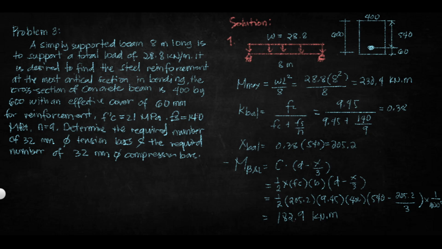Okay, so first step natin, like we discussed on the previous examples, we need to compare or to determine first if our beam will be designed as a singly reinforced beam or a doubly reinforced beam. We can do that by comparing the actual moment to that of our balance moment. Okay, so we need to compute the values of these moments.